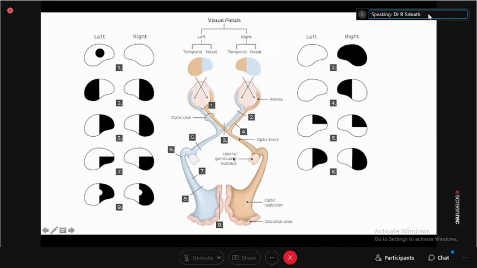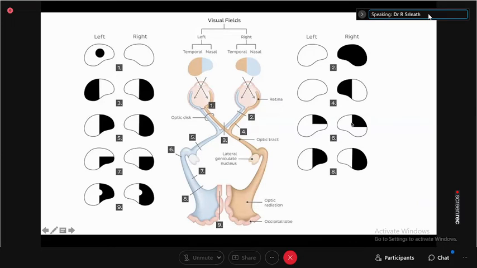Whenever there is a genu type of structure just before the optic radiation, and there is a problem here, there will be some sort of superior quadrantanopia. This is common whenever there is an infarct, especially in the parietal region. So it causes superior quadrantanopia. The superior quadrant, you can see here, number 6, is affected.